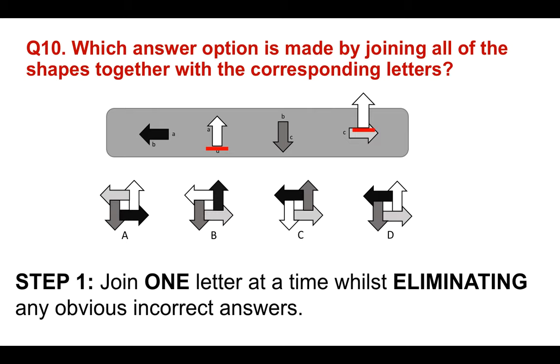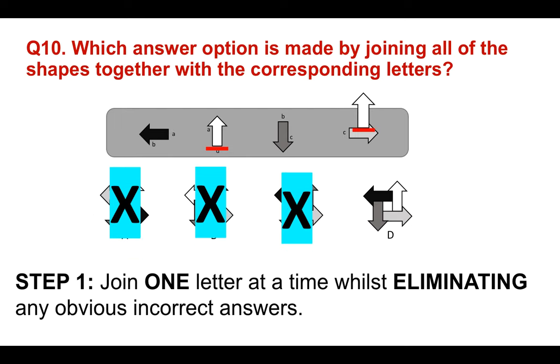Well, if we look at A, the white arrow there has a black arrow below it. Well, that means that it's incorrect. The same with B, the same with C. And that just leaves D as the correct answer. So straight away, without having to make the whole shape up by joining them all together, we can answer that as D. And that is the trick for answering these quickly, is to just join one part up together, first of all, and eliminate any incorrect answers.